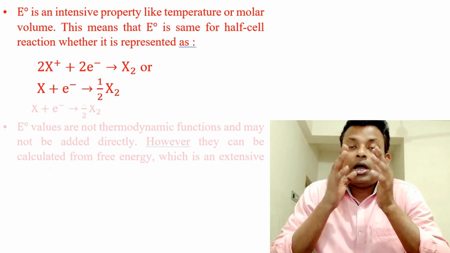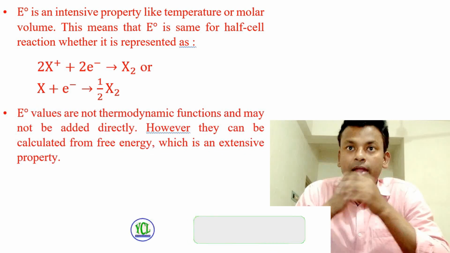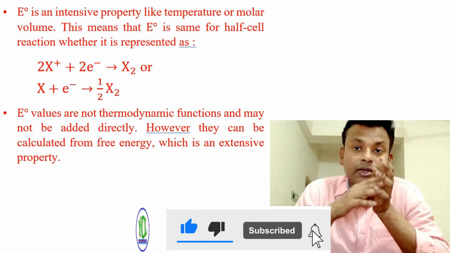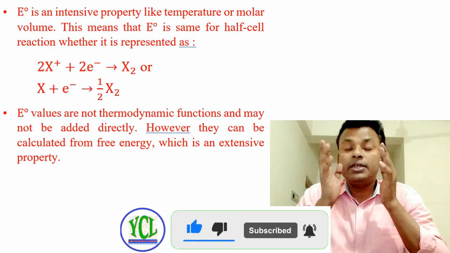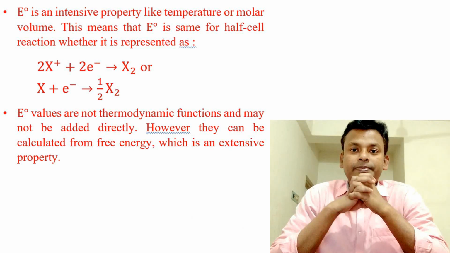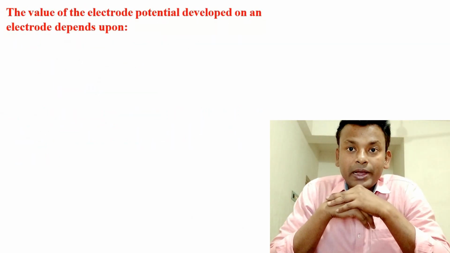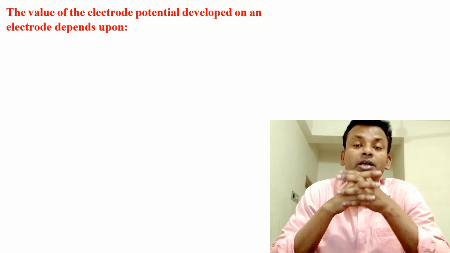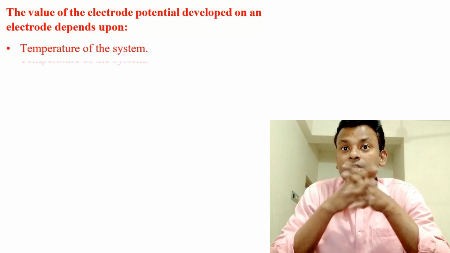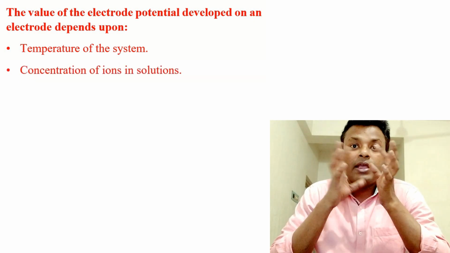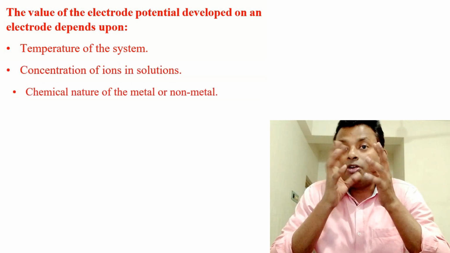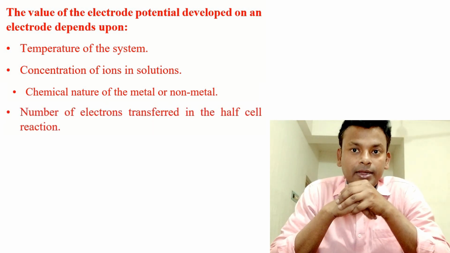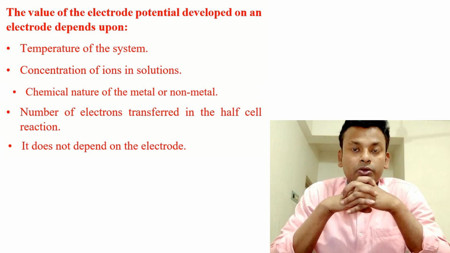E0 values are not thermodynamic functions and may not be added directly. However, they can be calculated from free energy, which is an extensive property. The value of electrode potential developed on an electrode depends upon the temperature of the system, concentration of ions in solution, chemical nature of the metal or non-metal, and the number of electrons transferred in the half cell reaction. It does not depend on the size of the electrode.